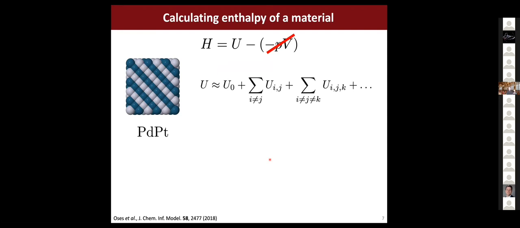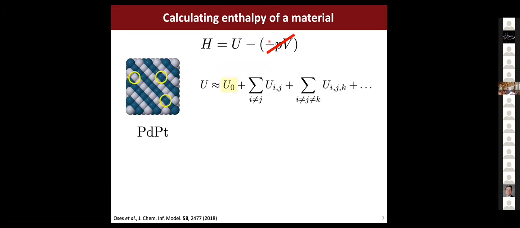Well, enthalpy has two parts. It has the internal energy of the material, and then we have this pressure volume term. We're going to ignore pressure volume. We're just going to focus in on the internal energy of the material. And we can sort of break it up into various components.